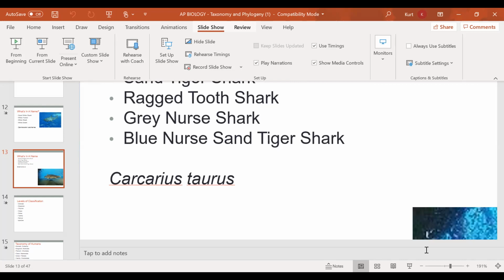Well, it's the same thing. There's just multiple names, but that can be confusing. So you want to go by the one scientific name. Whether you're in Australia or Tampa, it's Carcharias taurus. All right? Okay.